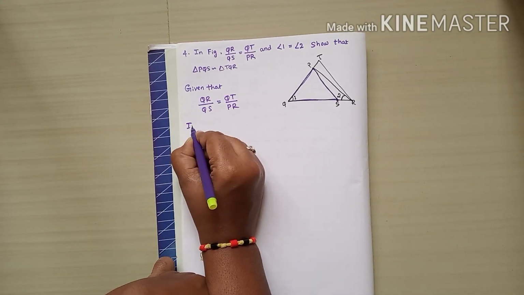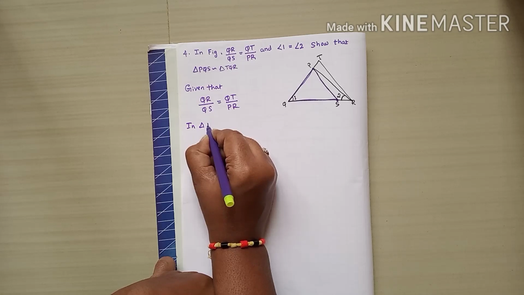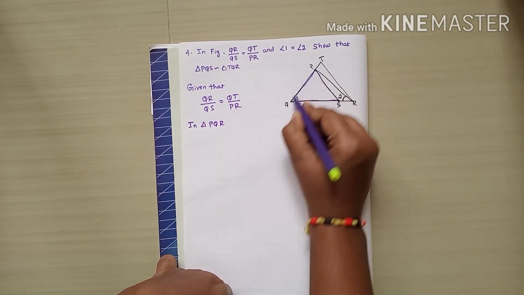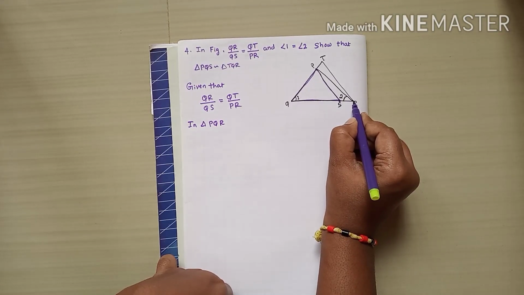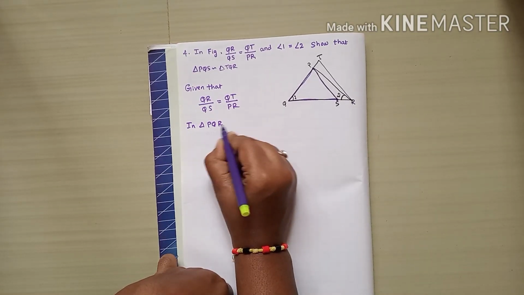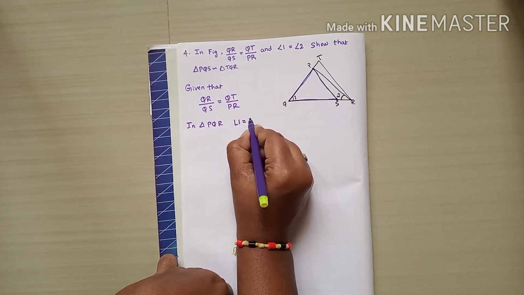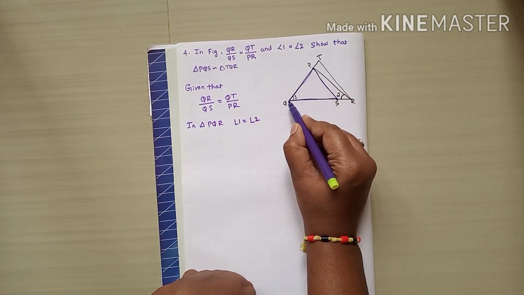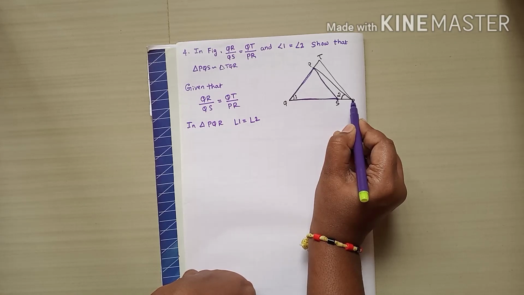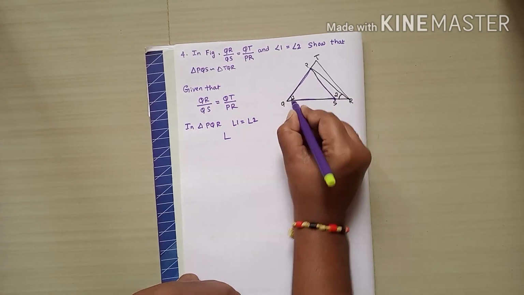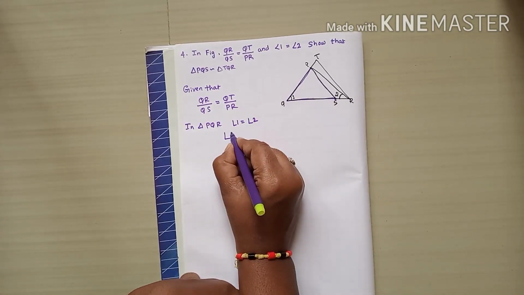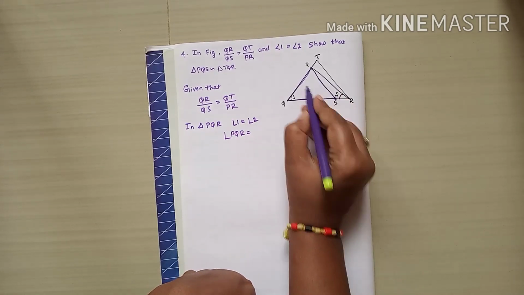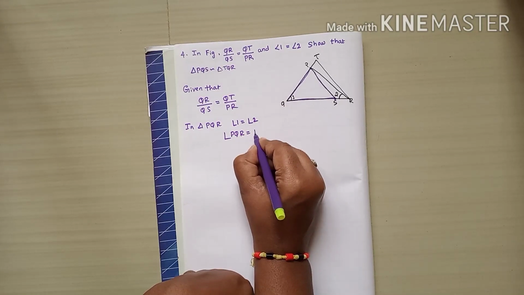In triangle PQR, observe correctly. Now in triangle PQR, angle 1 is equal to angle 2. Angle 1 means what here? PQR we can write, no? Angle 1 we can also write as angle PQR, equal to angle 2, how can we write? PRQ.